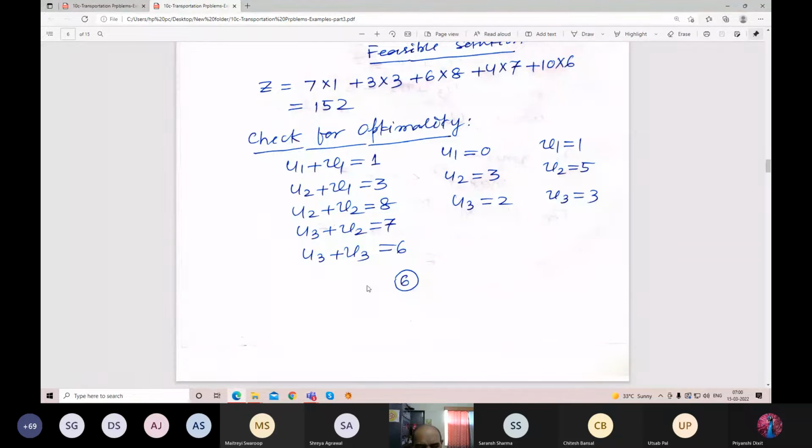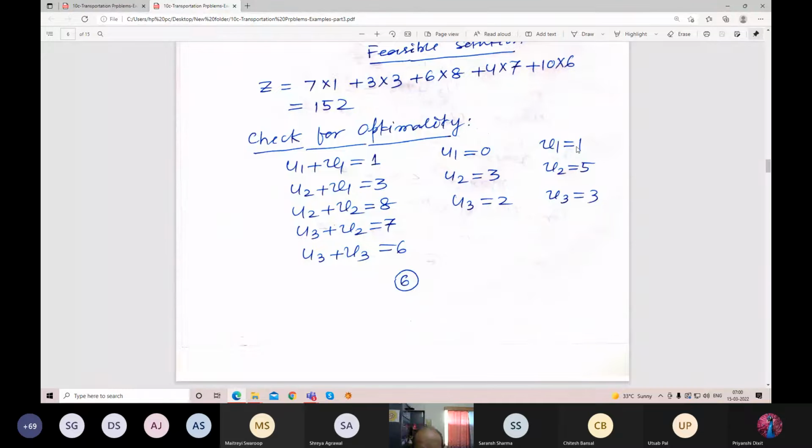There are 5 such equations, but there are 6 variables, 6 free variables. So here it is an assumption: one of the variables you can select as 0. Let us say I am selecting U1 equal to 0. After selecting U1 equal to 0, we can find a unique solution for the multipliers U and V. So U1 plus V1 equal to 1. Once you set U1 equal to 0, V1 equals 1.